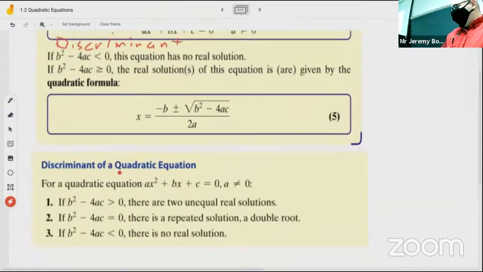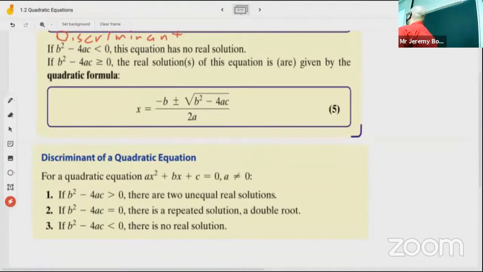All right, the discriminant. So this is how you can tell how many solutions you're going to have. If the discriminant is greater than 0, if it's positive, you're going to have 2 real solutions. So if it's positive, you got 2 real solutions. If it's equal to 0, you're going to have 1 real solution. It says repeated solution. So we can say it's just 1 real solution.